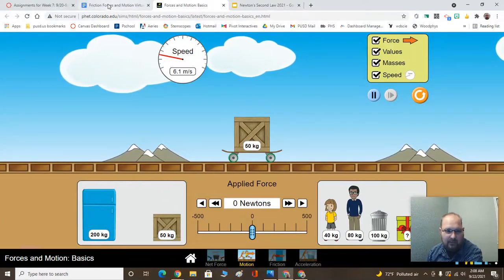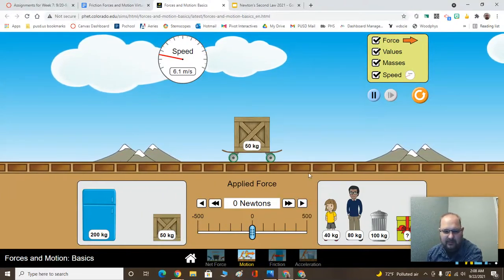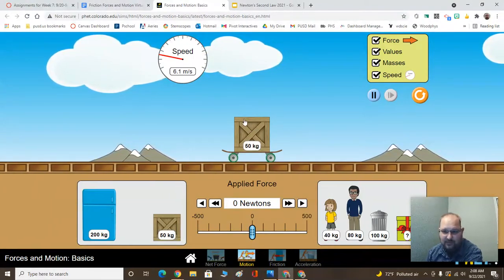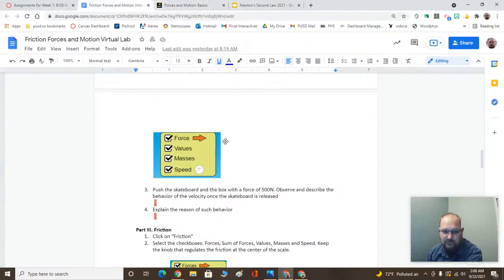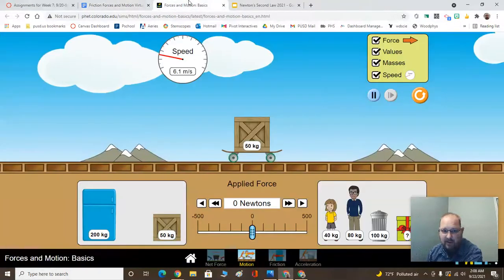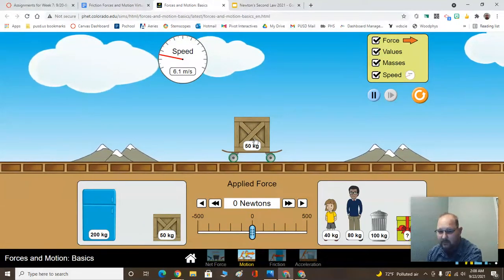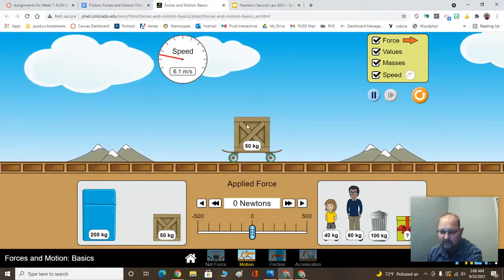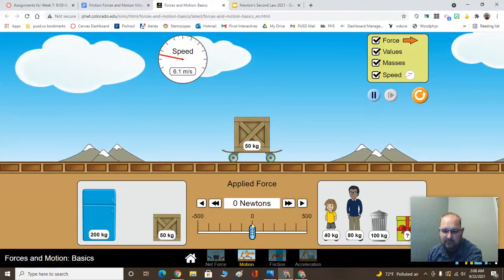And so how do we explain that behavior? Well, this behavior is dictated by the idea that there is no friction. And if there is no friction, we should know from Newton's first law, explaining the reasons for such behavior. Newton's first law says that an object in motion will stay in motion unless acted upon by an outside force. And so in this case, it's moving at about 6.1 meters per second.